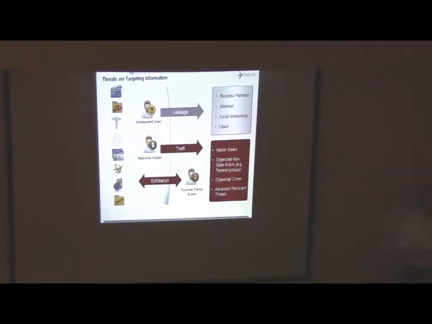So, what kind of channels are we seeing data leakage taking place over? We have the uneducated user who forwards information, sends it to their own people. It all goes out in the clear, and it's very easy to take care of. You can see what people are doing out there. You can see how the data moves around.